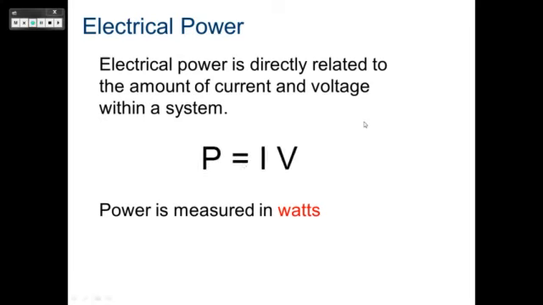Electrical power we measure in watts. Power is equal to current times voltage. You deal with this a little bit more in section 1.2.5 or 1.2.4, right around there, when we really start talking about work, energy, and power. So keep in mind that power is equal to current times your voltage, and we measure that in watts.